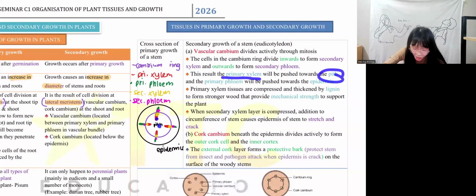Then the primary xylem, the red color one, moves towards the pith because they grow inwards. And then the green color one is called primary phloem. It will be pushed towards the epidermis because they are growing outwards. What is the difference between pith and cortex? It is the location difference only actually. Pith is in the middle, cortex is over here. It's just the location difference, but both are used to store food actually. So this is the labeling of it.